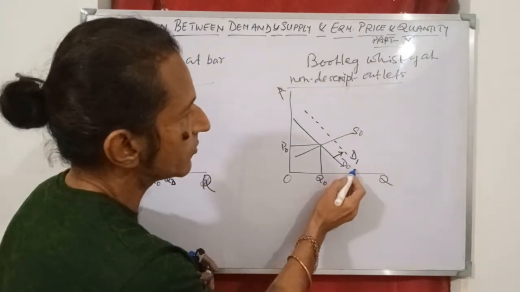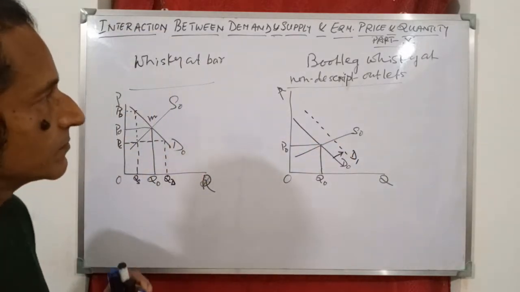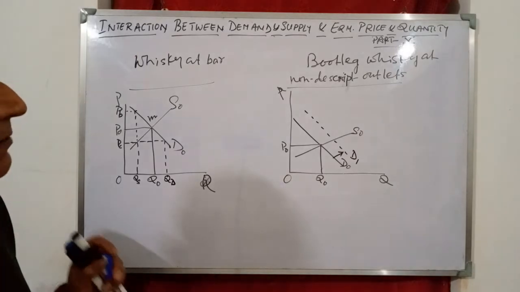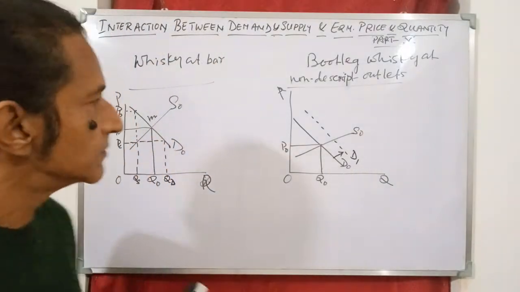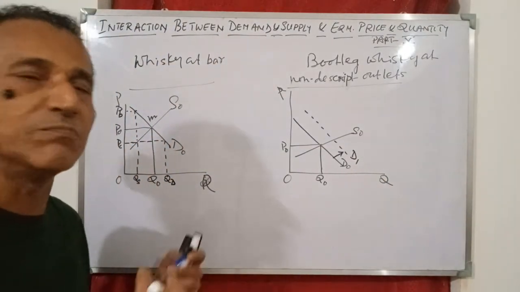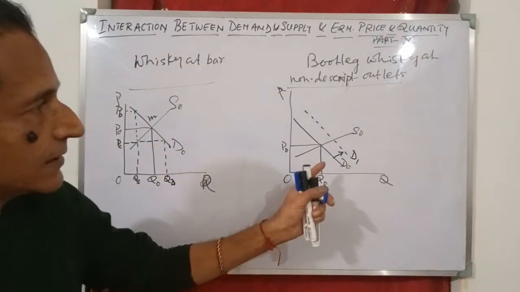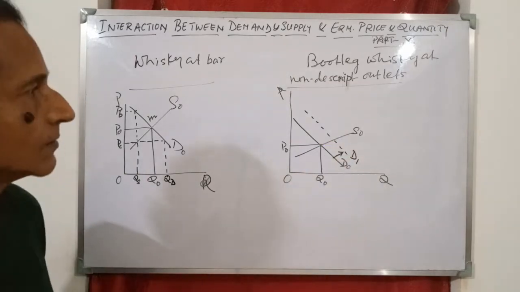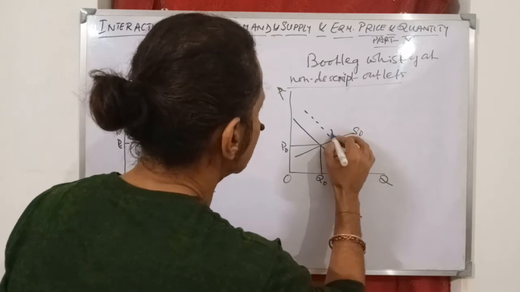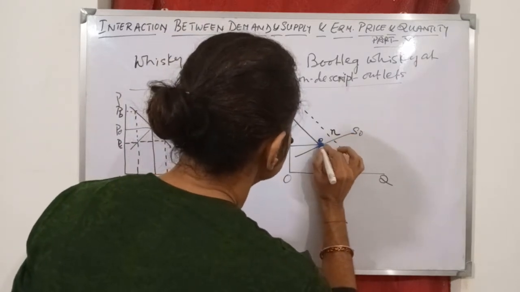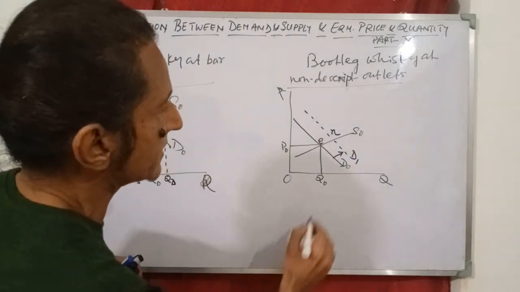Now you see D sub 1 and S sub 0, that is the original supply curve. There is no change in the supply curve because the imposition of price in the pure whiskey market has not impacted the supply side of the bootleg whiskey market. So the supply curve will remain at S sub 0. Say this be point E, the original equilibrium point, and D sub 1 and S sub 0 intersect at point N.